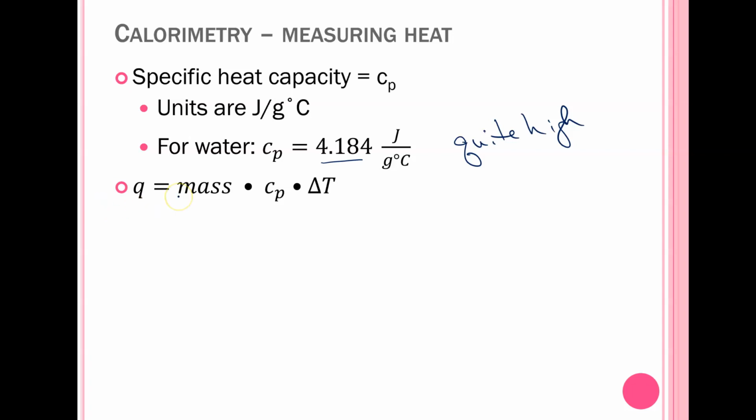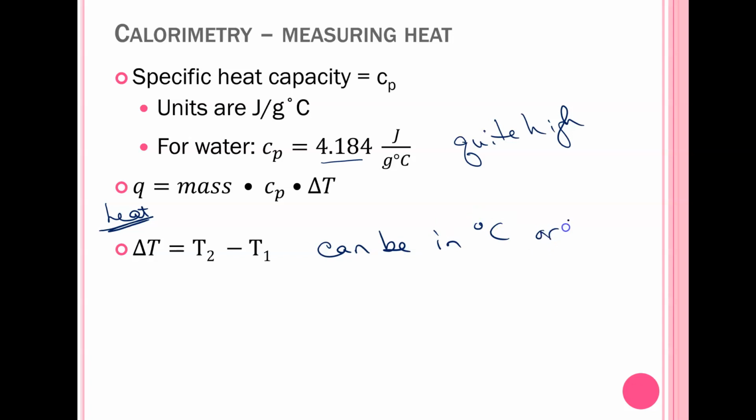The equation for calculating heat, Q, equals mass times specific heat times temperature change. And that's the equation. And delta T is specifically calculated as T2 minus T1. It can be in degrees Celsius or kelvins because they end up subtracting the same way. But it's TF minus TI, the final temperature minus the initial temperature. And you might get negative numbers here, okay?